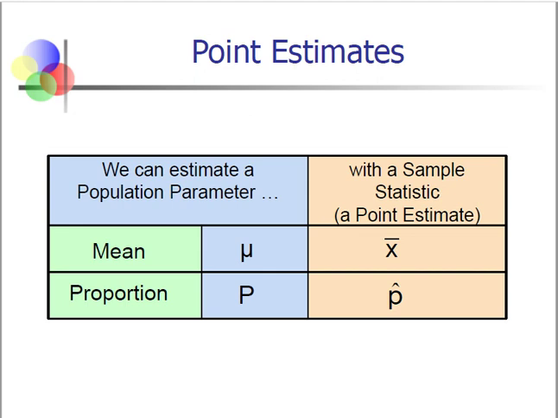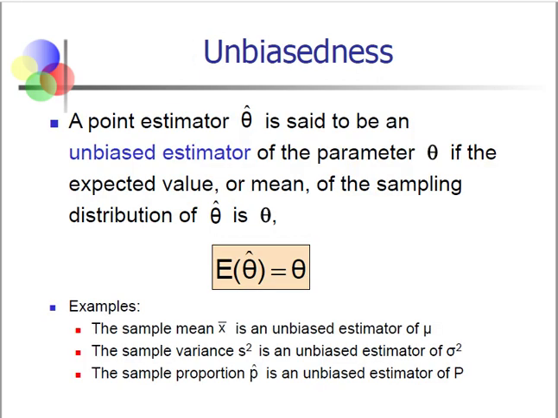Now, we have seen point estimates in the previous discussion on the previous topic. We used the sample mean to estimate the population mean. So our sample mean was our estimator. And we also used the sample proportion to estimate the population proportion. So that means our sample proportion was an estimator.